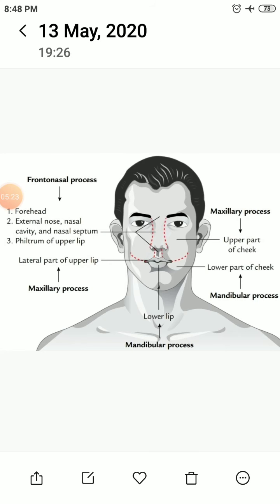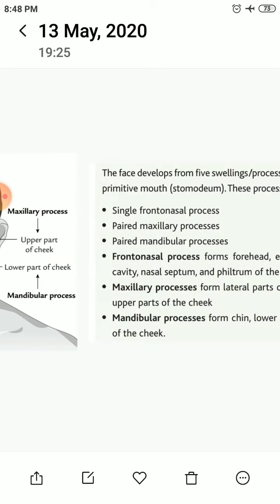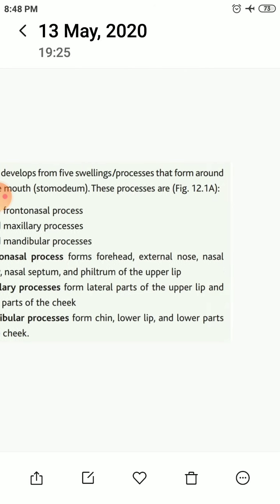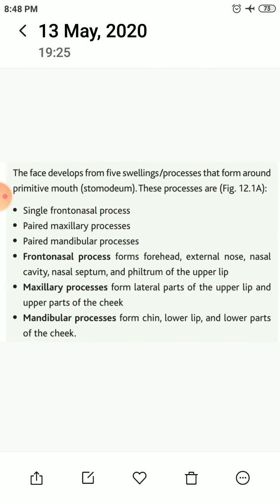The five facial primordia consist mainly of mesenchyme derived from neural crest cells, which are covered by ectoderm. They are covered by ectoderm. So we'll see the things from which the face will develop.